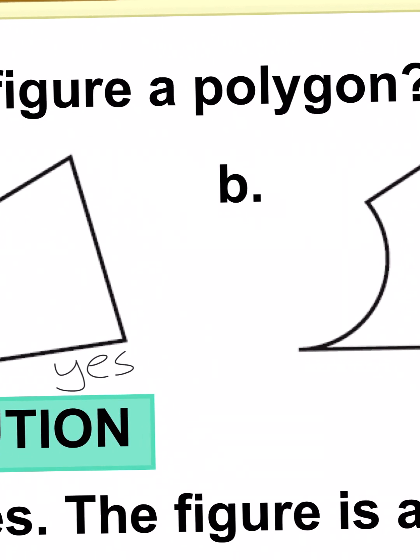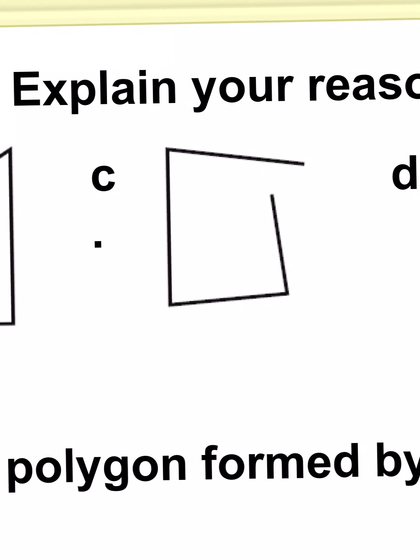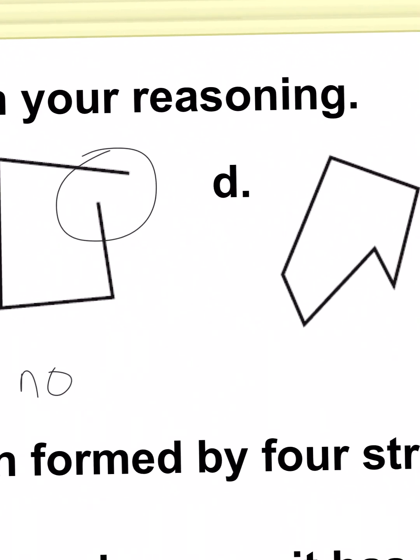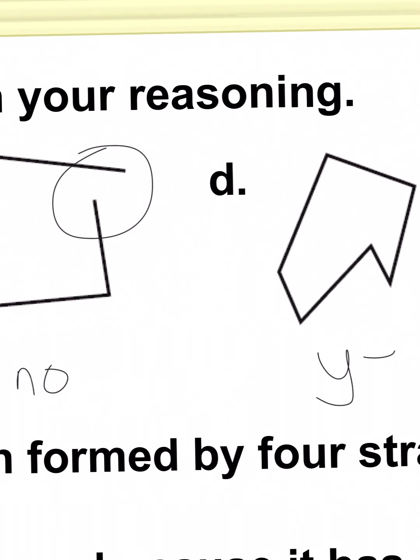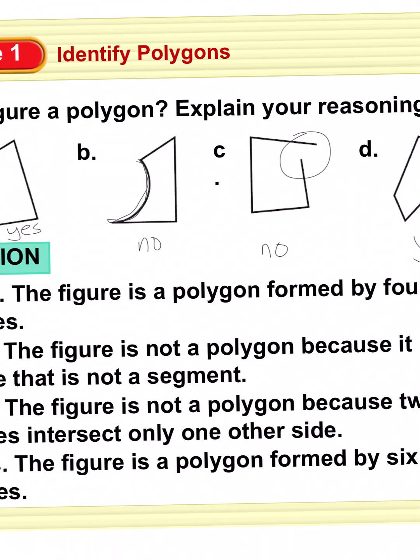Okay? What about B? No. Why not? Curved line. Yep, it has that one curved line that ruins it all. Okay? What about C? No. Why not? It's got that open line. Yep, it has that open area. And then D, what about D? Yes. So as long as it's not curved and it's closed, it's good. It's a polygon. Yes.